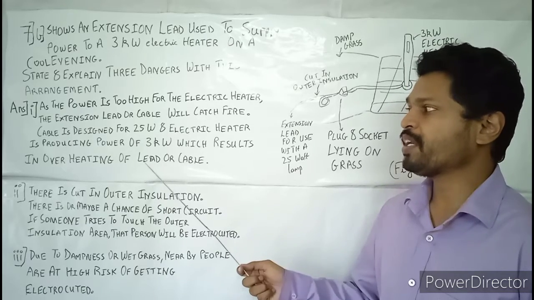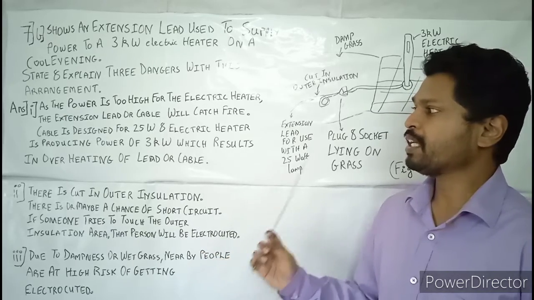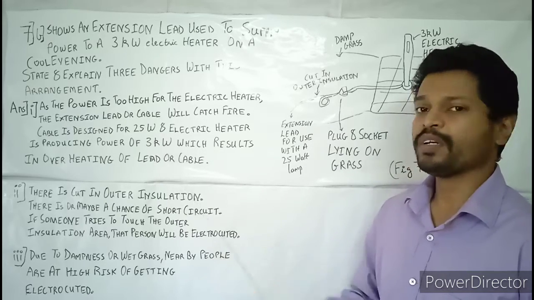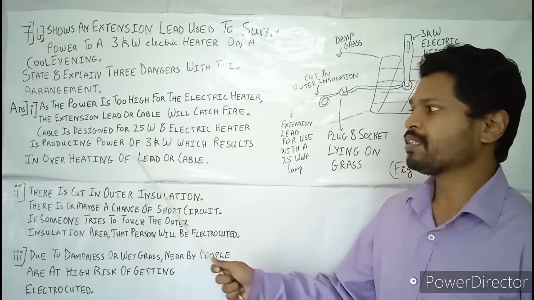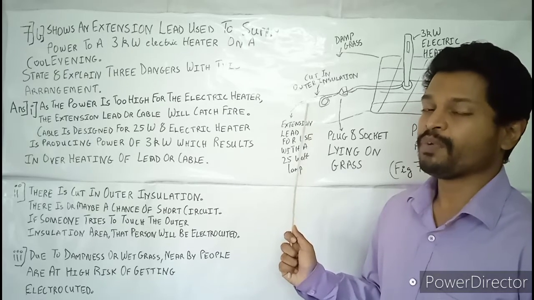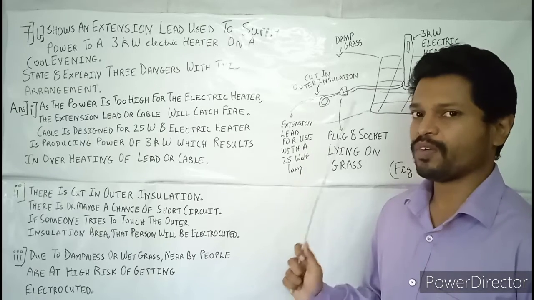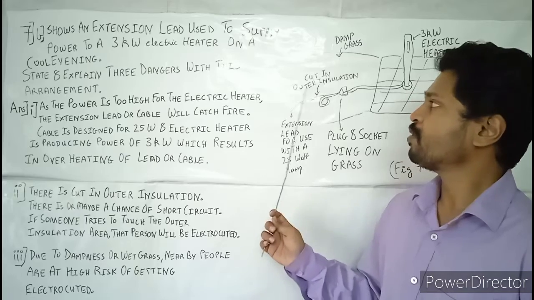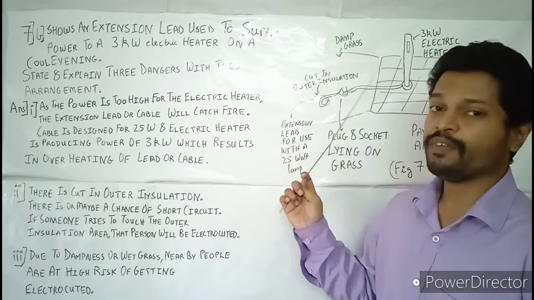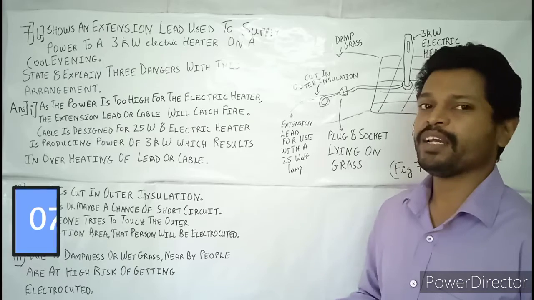First danger is due to overheating. The cable has 25 watt capacity, but the electric heater is consuming more power, 3 into 10 raised to 3 watt, which results in the overheating of the cable. And due to the cut in the outer insulation over here, if someone comes and touches here, that person will get electrocuted, or receive an electric shock. And the third part is that due to the dampness or wetness of the grass, a person standing nearby or anywhere in this wet grass has a higher possibility of getting an electric shock or being electrocuted.